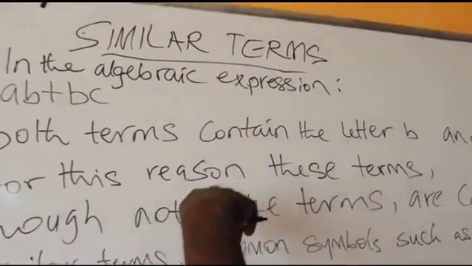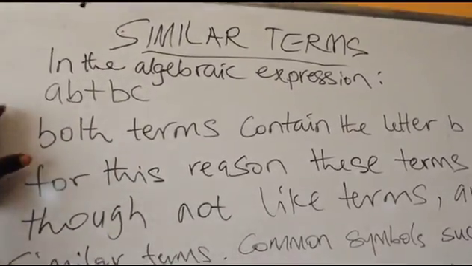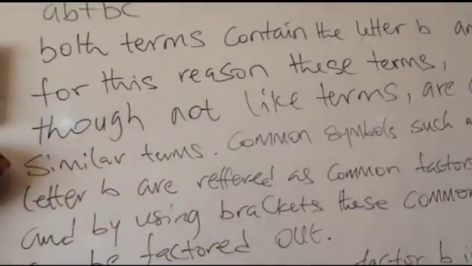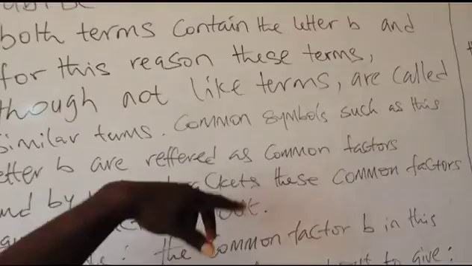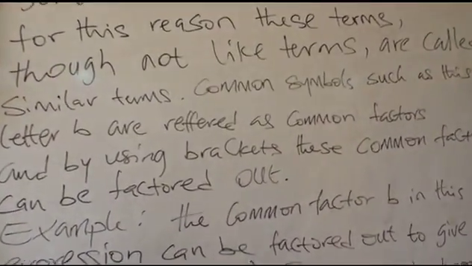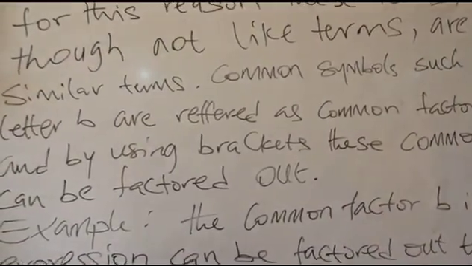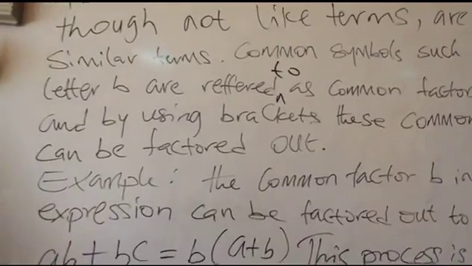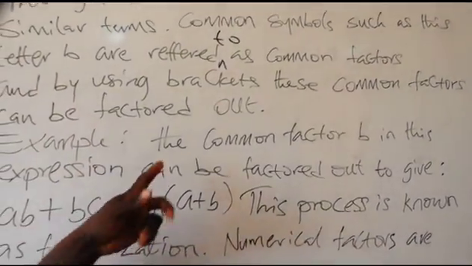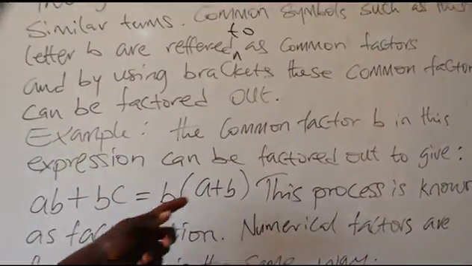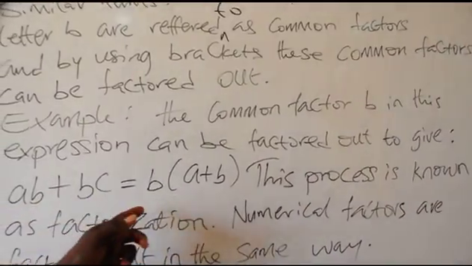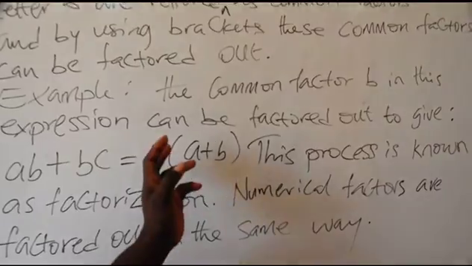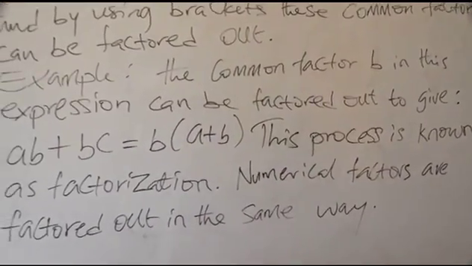So we are looking at similar terms. In the algebraic expression AB plus BC, both terms, the term AB and the term BC, contain the letter B. For this reason, these terms, though not like terms, are called similar terms. Common symbols such as this letter B are referred to as common factors, and by using brackets, these common factors can be factored out. Example, the common factor D in this expression can be factored out to give AD plus BD equal to D into A plus B. You factor D out since D is common in these two terms, so you have D into A plus B. This process is known as factorization.